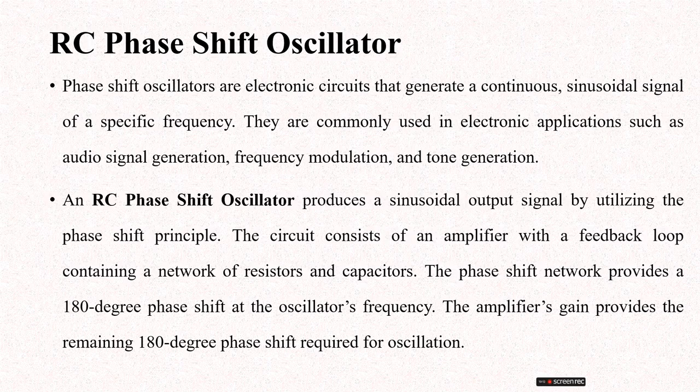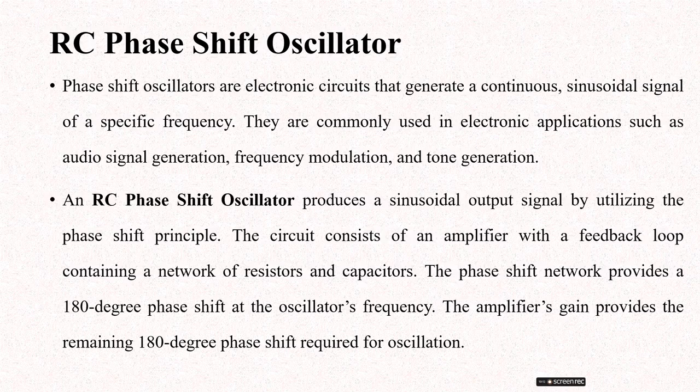Now, oscillators are mainly classified into different types. The harmonic oscillators generate sine waves with low distortion and are used in applications like radio frequencies. The next type is relaxation oscillators. These produce waveforms like square waves, sawtooth waves, and some others. And lastly, crystal oscillators.